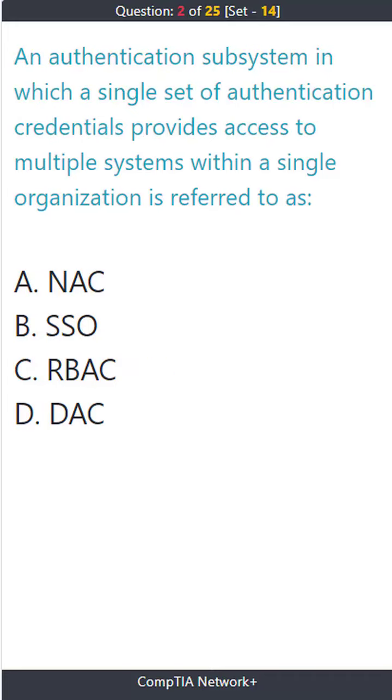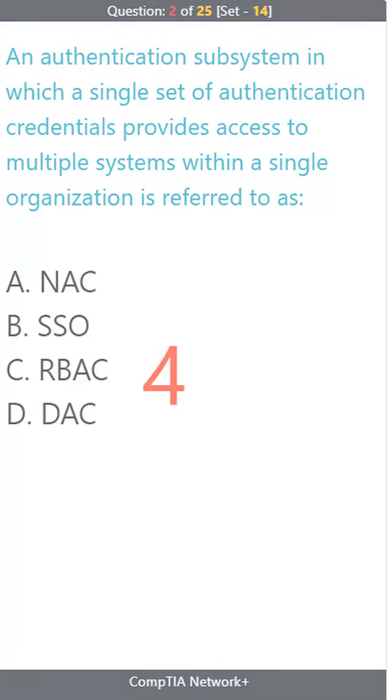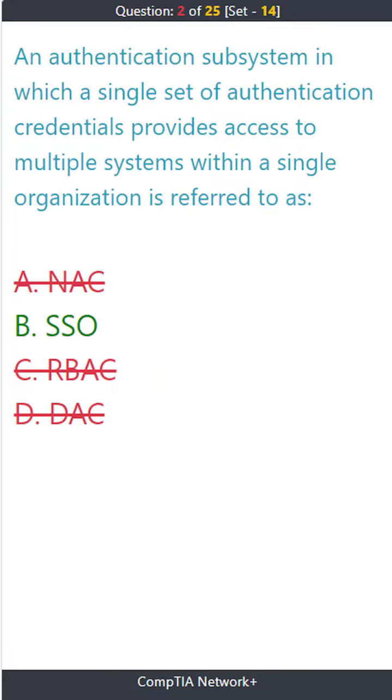Question 2. An authentication subsystem in which a single set of authentication credentials provides access to multiple systems within a single organization is referred to as A. NAC, B. SSO, C. RBAC, D. DAC. The correct answer is B, SSO.